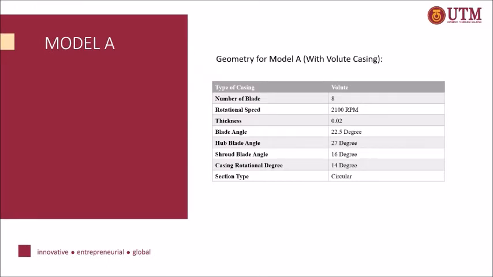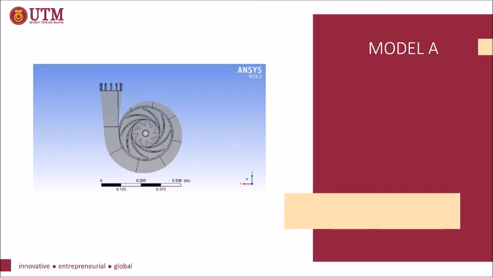Now I'm going to talk a little bit about the geometry for Model A, which has the volute casing. The number of blades chosen is 8, rotational speed is 2100 rpm, the thickness of the blade is 0.02, blade angle is 22.5 degrees, hub blade angle is 27 degrees, shroud blade angle is 16 degrees, casing rotational degree is 14 degrees, and the section type is circular. This is the model that I have designed from ANSYS. This model is called Model A.